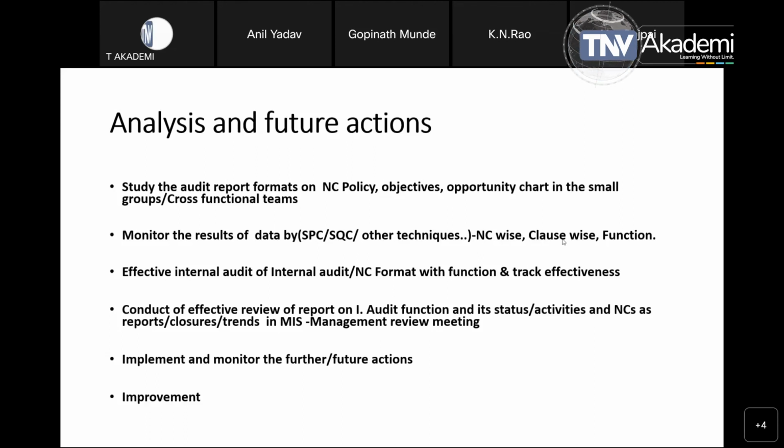So it is important to conduct this activity, and they again should do the analysis of the NC reports. Organizations, auditors and trainers have their own methods of conducting analysis: NC-wise analysis, clause-wise analysis, function-wise analysis, unit-wise analysis, auditor-wise analysis. That is what we sometimes call calibration of auditors, calibration of trainers. All this needs to be done. Then the NC system brings improvement.